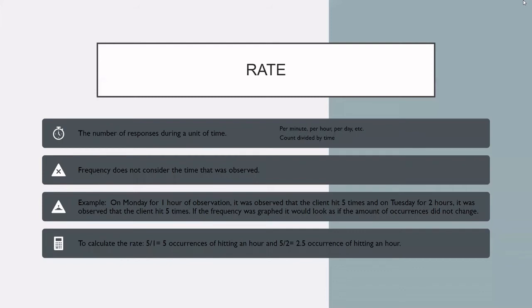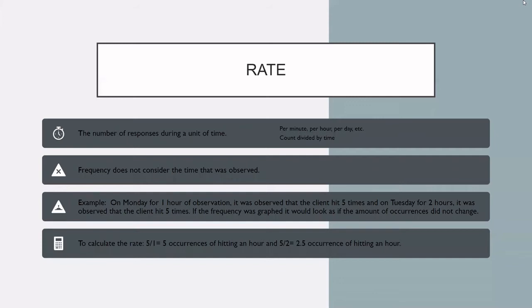Now we are going to move on to rate. Rate is the number of responses during a specific unit of time. For instance, per minute, per hour, per day. You are simply dividing the number count by time. The difference between frequency and rate is that frequency does not consider the time that was observed.